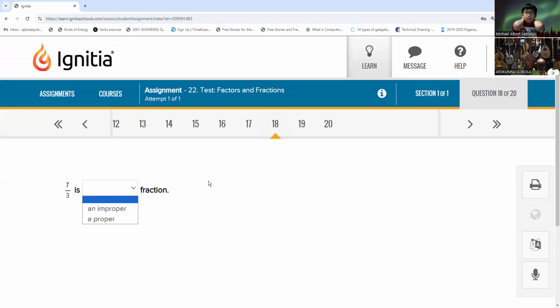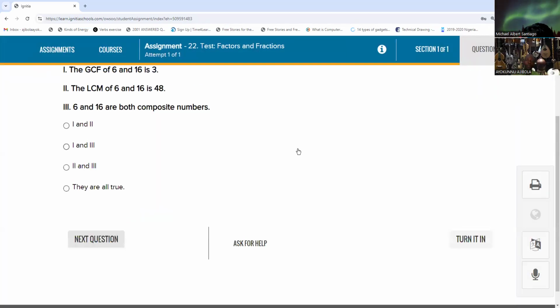Is this a proper or improper fraction? Seven over 3. Is it proper or improper fraction? Improper. Yeah, you said proper. Proper should have a smaller number at the top. Is there a smaller number at the top? No, improper. So you should always concentrate.